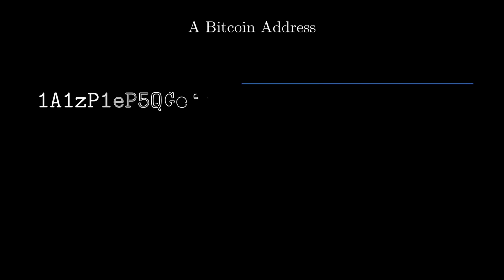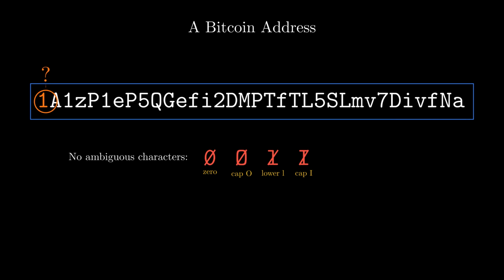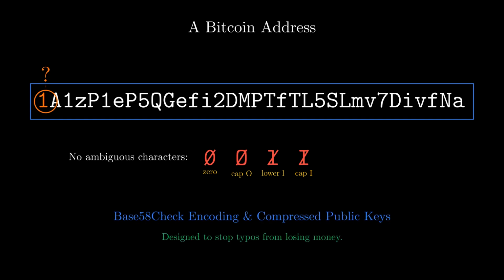Here's a Bitcoin address: 1A1zP1eP5QGefi2DMPTfTL5SLmv7DivfNa. Why does it start with 1? Why are there no zeros, no capital O's, no lowercase l's? Every character you see is the result of deliberate engineering. Bitcoin's encoding was designed to stop humans from losing money to typos. Let's decode exactly how raw cryptographic bytes become the addresses you copy and paste.